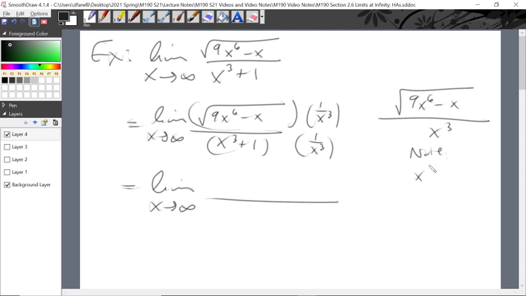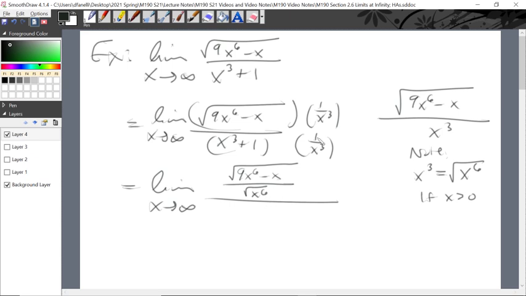Well, note that x cubed is equal to the square root of x to the 6th, as long as x is greater than 0. This is going to be true. Why not when x is less than 0? Well, let's take a look at that in the next exercise. So x cubed itself is the same as the square root of x to the 6th. So dividing by x cubed up here is the same as dividing by the square root of x to the 6th. So now we have this.